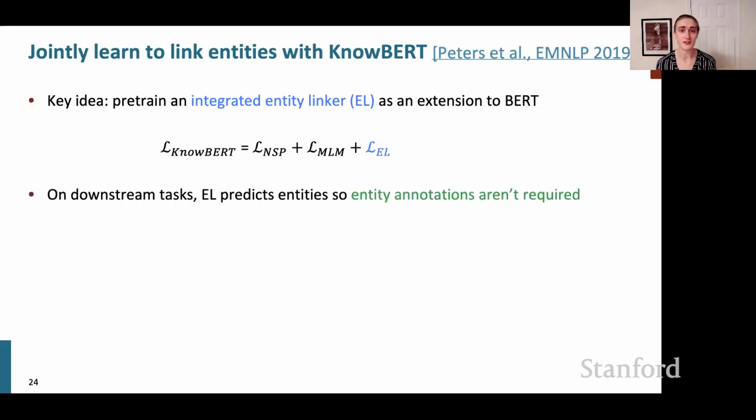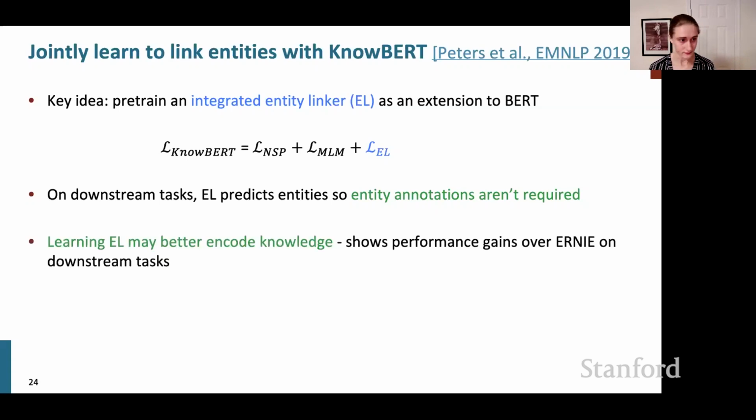So now for downstream tasks, you no longer need these entity annotations. Your integrated entity linker will figure out what the correct entity is and be able to use the correct entity embedding. So there's also this idea that learning this entity linking may actually better encode knowledge than this DEA pre-training task, because they show that Nobert actually outperforms ERNIE on downstream tasks.